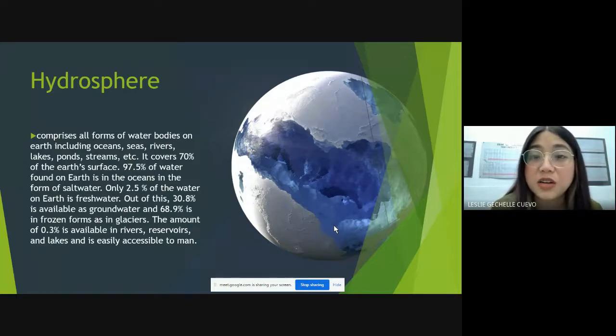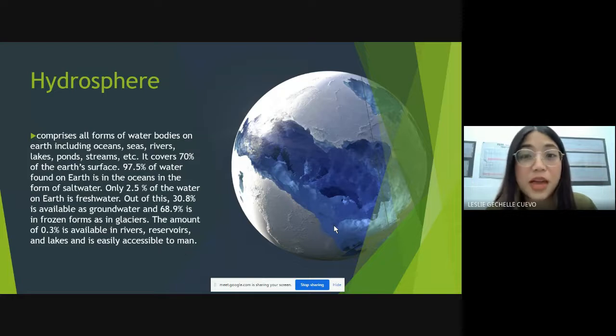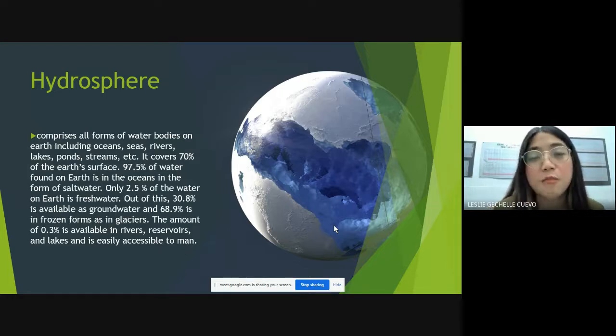And then we have the hydrosphere. It comprises all forms of water bodies on Earth, including oceans, seas, rivers, lakes, ponds, streams. It covers 70% of the Earth's surface. 97.5% of water found on Earth is in the oceans in the form of salt water. Kapag tumingin kayo sa globe, makikita ninyo na majority talaga ay color blue. And yung blue, it represents the waters na meron sa Earth. Kaya, yun nga, majority talaga.